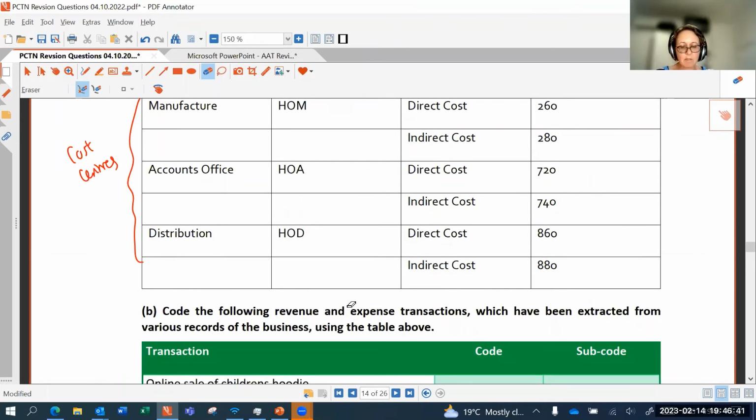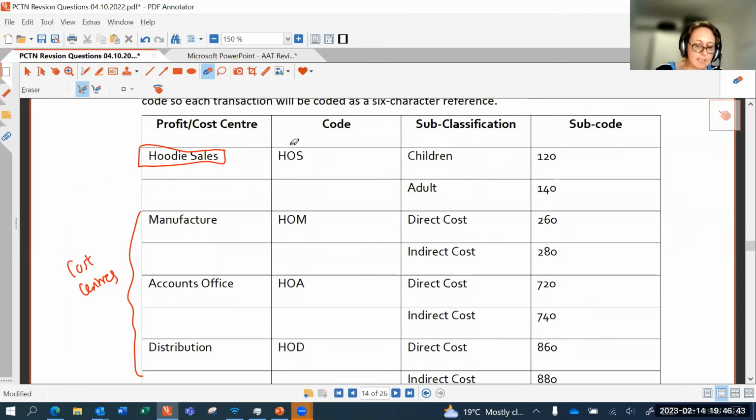Now, all that means is we're going to have to pick up first, is it the department where we sell the hoodies? If so, then it's a HOS. HO for the hoodie and S for the sale. Is it the department where we manufacture the hoodie, in which case it's HO for hoodie and then M for manufacturing, and so on. Once we've decided that, we just need to say, is it for a child or an adult? Is it a direct or an indirect cost?